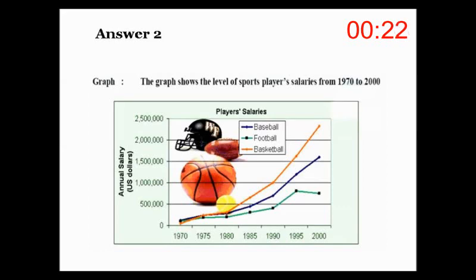types of sports. Last but not the least, both baseball and basketball players' salaries had increased dramatically throughout the whole time period, and basketball players had more increase than baseball players. In conclusion, compared with the other two types of sports, football players' salaries had decreased from 1995.